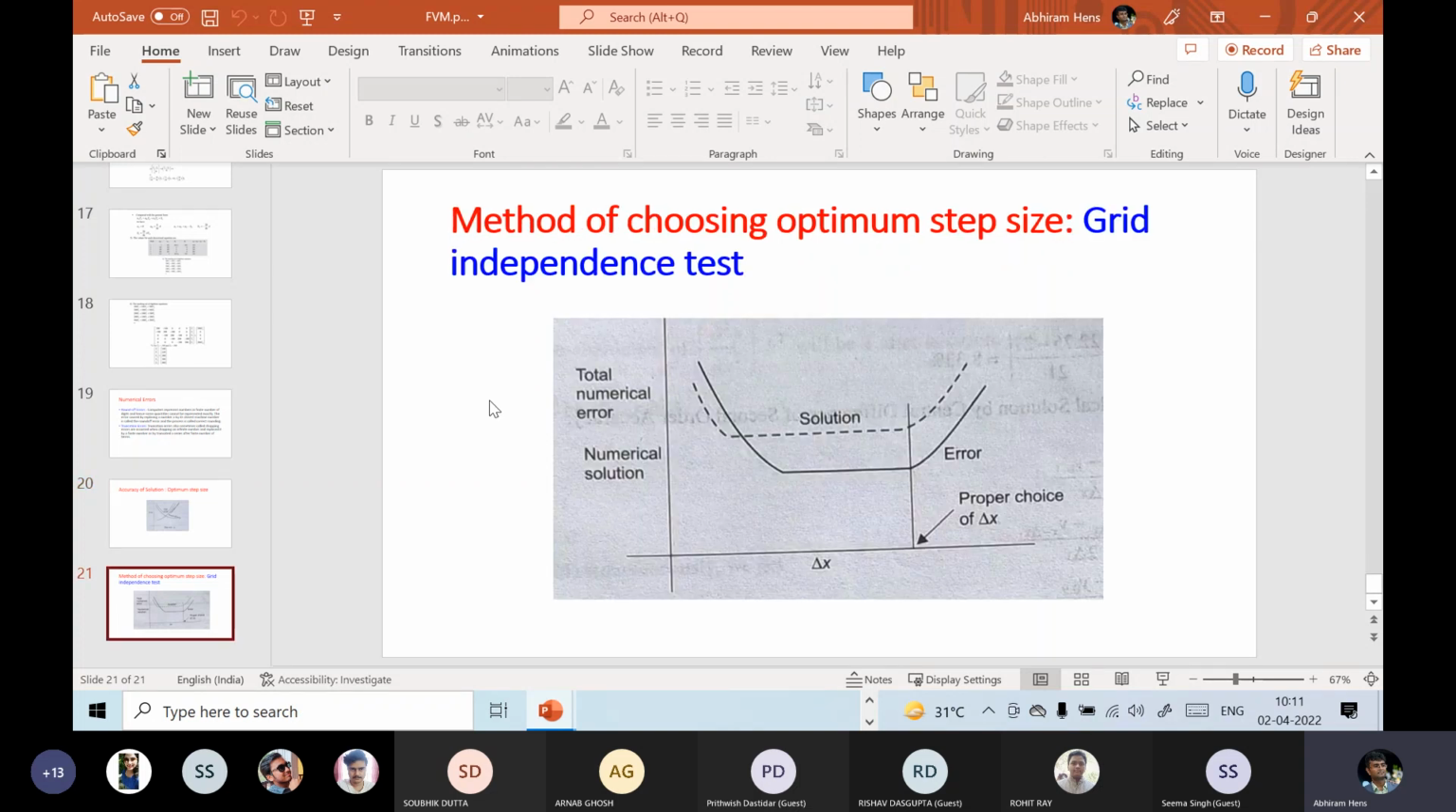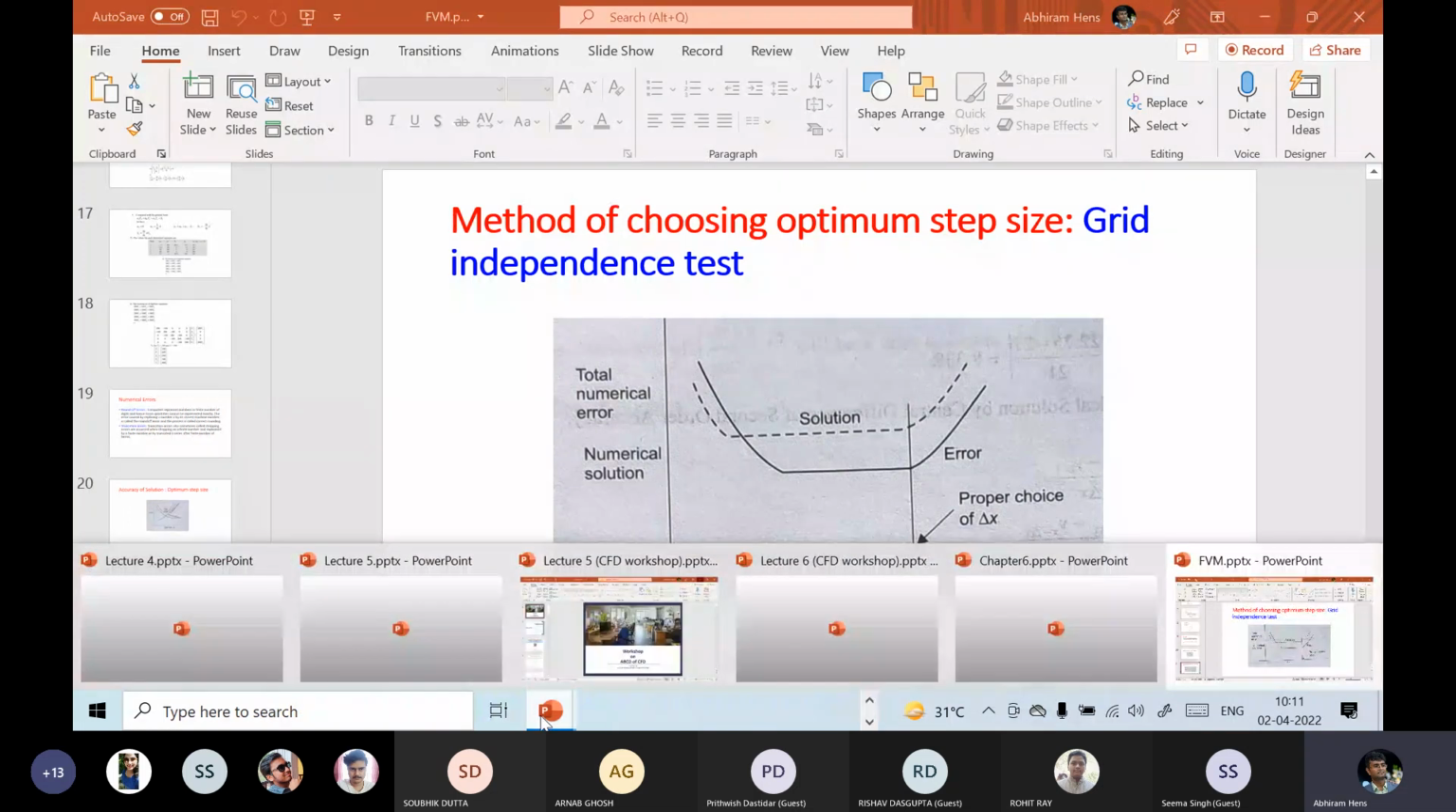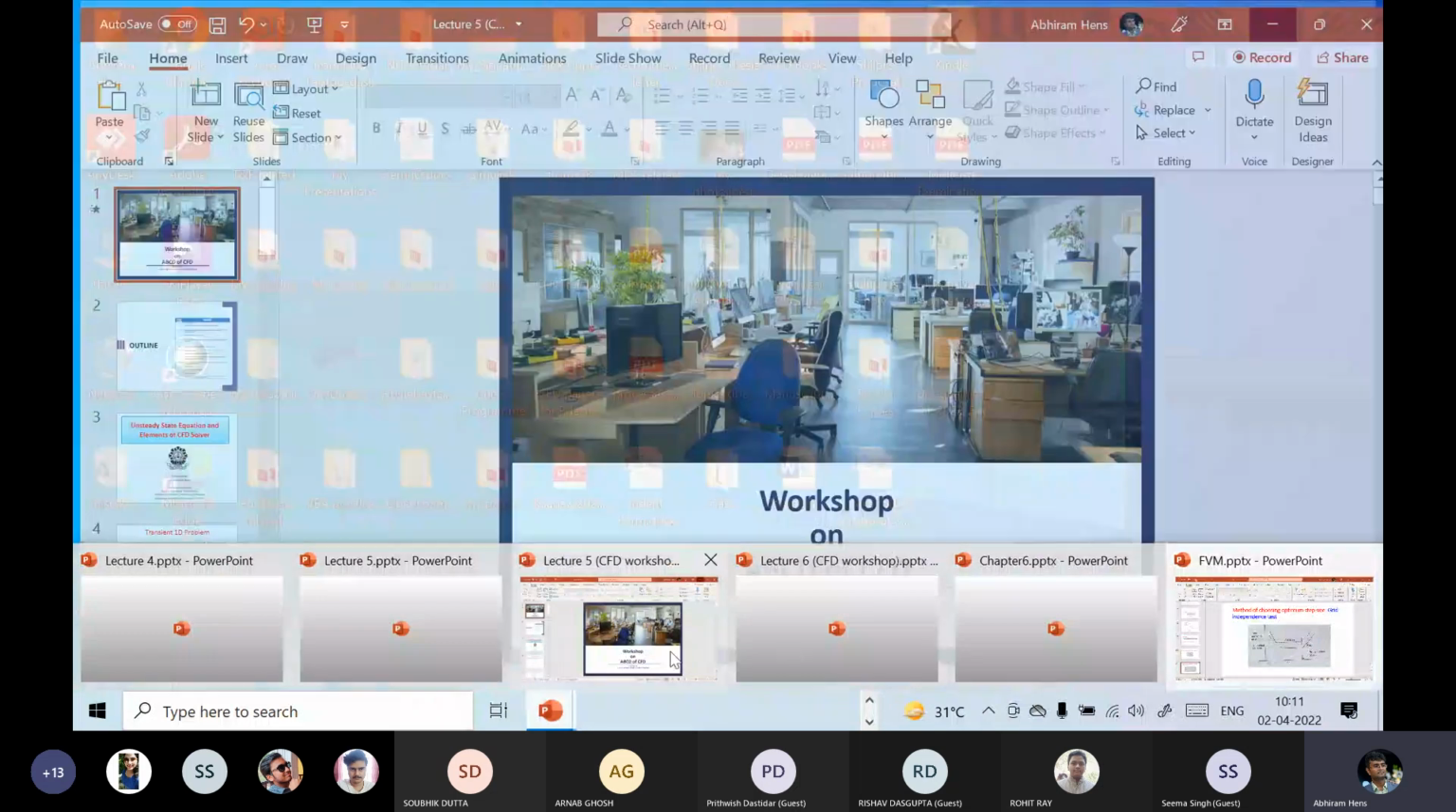We also saw how a grid independence test can be performed to find the maximum possible step size without compromising the accuracy of the solution. That we have also discussed, and up to this point we covered in the last class. Now let us start today's part, which is lecture 5.